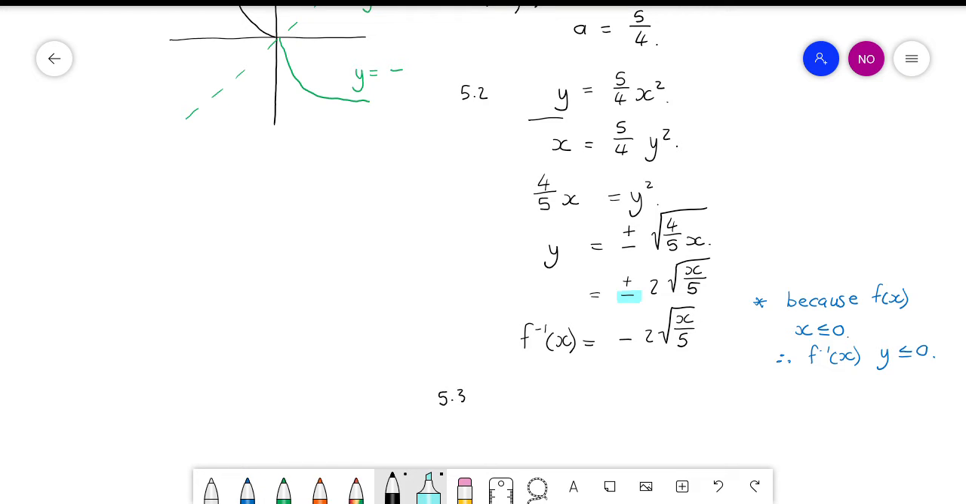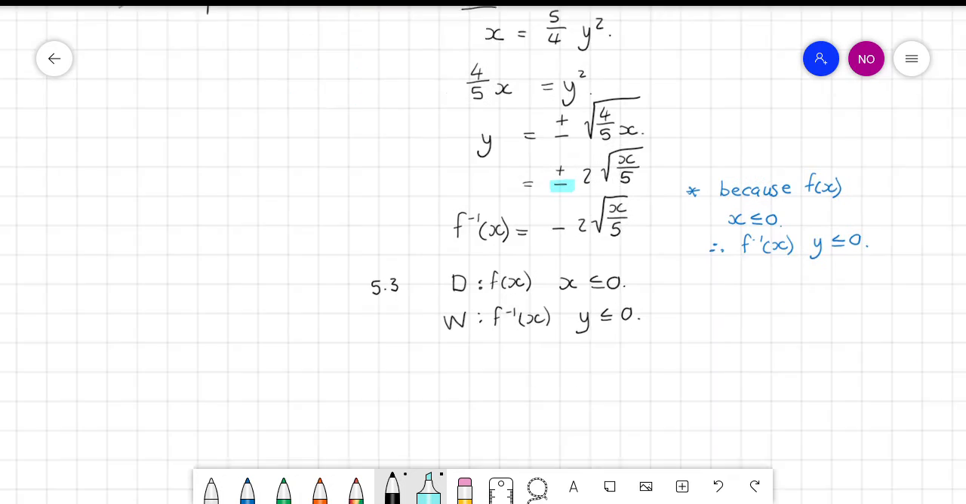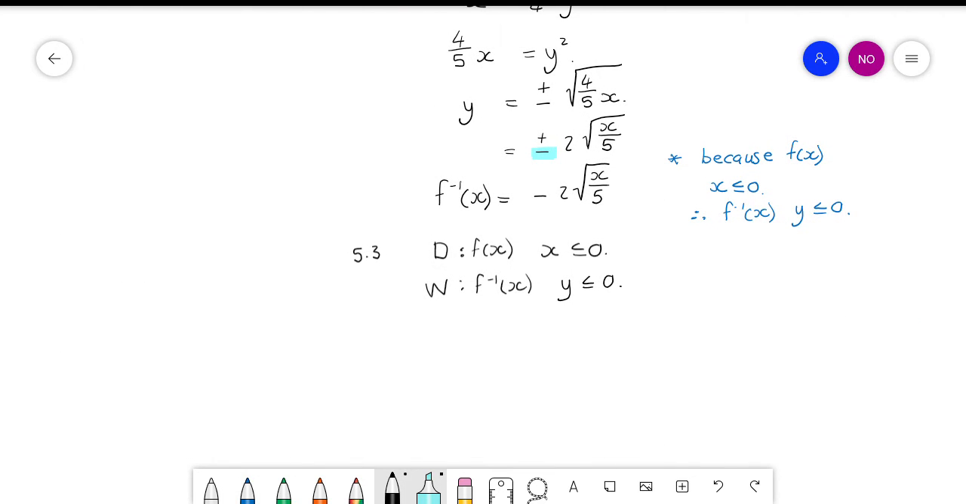Okay, dan 5.3 is hierdie wat ek hier neergeskryf het. Die definisieversameling van f van x het ons gesê is x is kleiner as of gelyk aan 0. So die waardeversameling van sy inverse gaan wees y is kleiner as of gelyk aan 0. So if the domain of the one is x negative values, then the range of the other one will be y negative values.